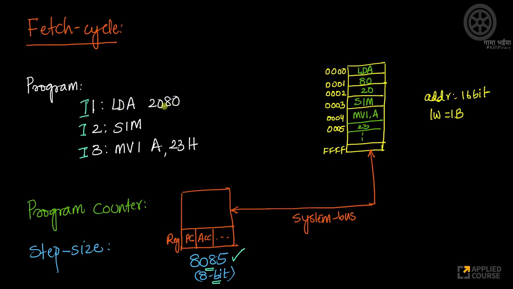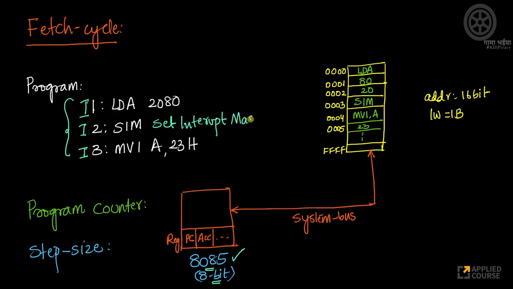Load into accumulator, and so on. Let's assume my program only consists of 3 instructions. I hope with these 3 instructions, I can give you a good sense of how the fetch cycle itself works. Load into accumulator whatever data is there in 2080. That's what the first instruction wants us to do. The second instruction is called SIM. The SIM instruction stands for set interrupt mask.